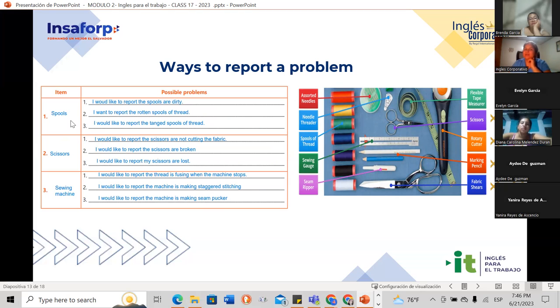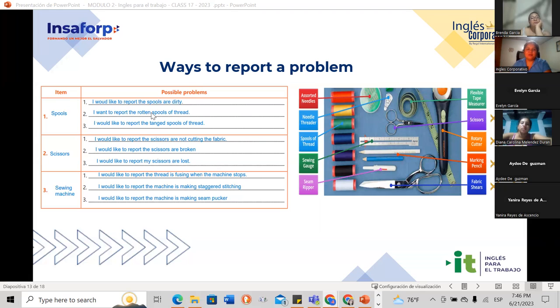Okay, for example, with the spools, we're going to report a problem with the spools. What is the meaning of the spools? Los hilos, right? I would like to report that the spools are dirty, sucias. It is a problem, maybe it can happen. If that is dirty, do you report that? ¿Lo reportan o no? No. It doesn't matter. Solo se cambian. Okay, but you have to change that, right?